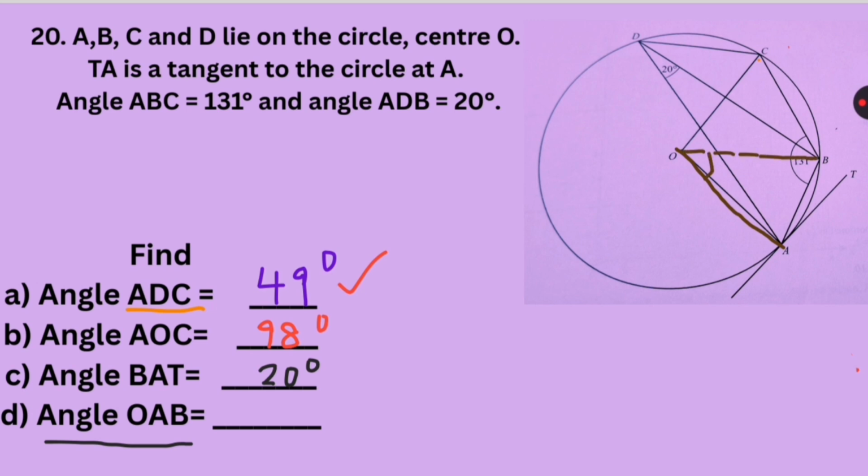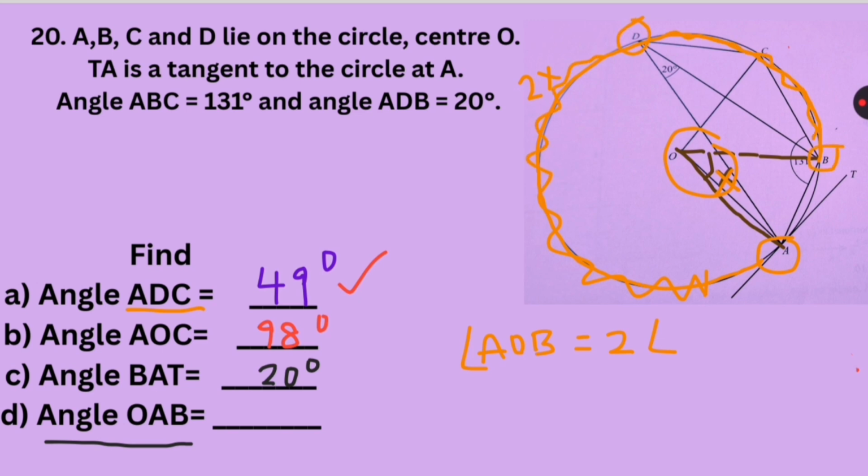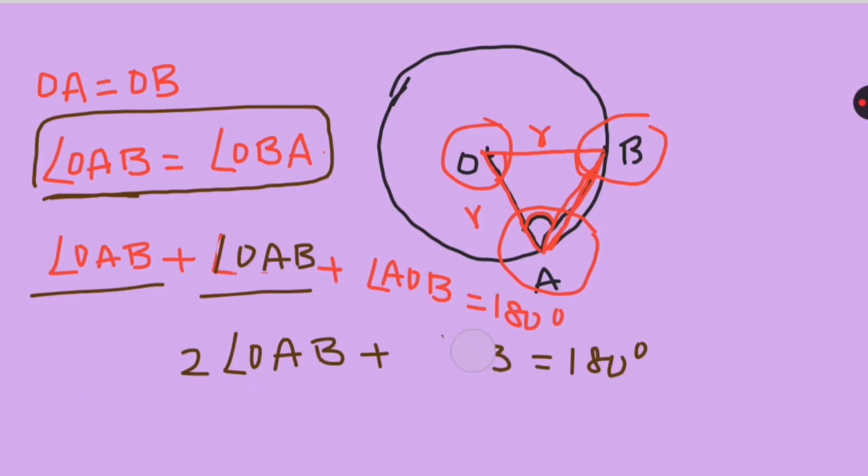Suppose you consider this as x. You need to recall again the same theorem which we used to find angle AOC, that is, the angle subtended by an arc at the center is twice the angle subtended at the circumference. This angle is twice this angle. That means angle AOB is twice angle ADB. So what is the angle at D, which is 20 degrees? So 2 times 20 gives 40 degrees. So angle AOB is 40 degrees. So instead of angle AOB, we are going to write 40 degrees.